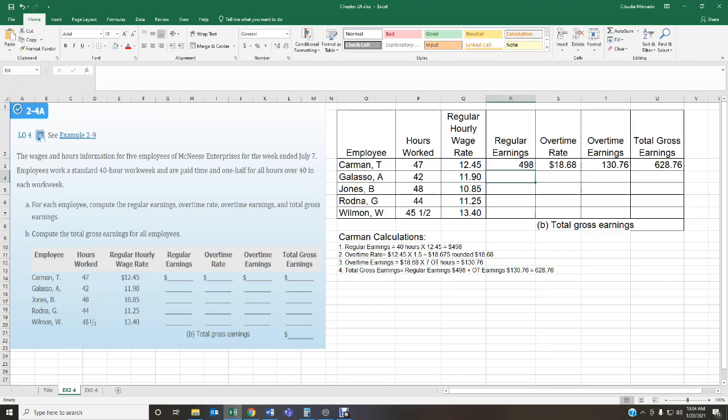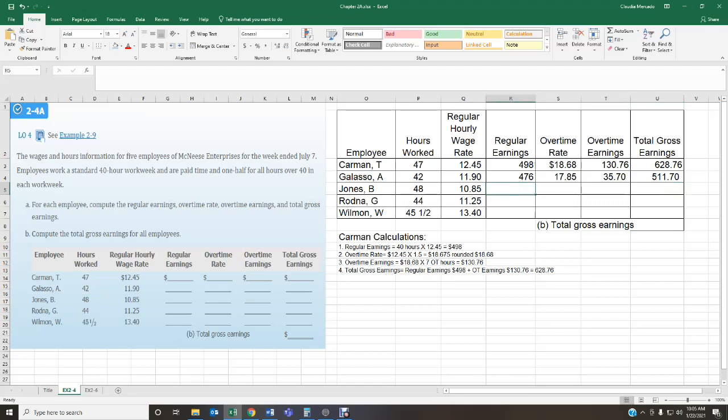So for Galasso, I've got a regular pay of $11.90, and I'm going to multiply that by 40 hours. That gives me $476. My overtime rate is $11.90 multiplied by 1.5. That gives me $17.85 as my overtime rate. My overtime earnings is my overtime rate times my number of overtime hours. I have 2 hours of overtime. That gives me $35.70. And your total gross earnings is your regular earnings plus your overtime earnings. That gives me $511.70.